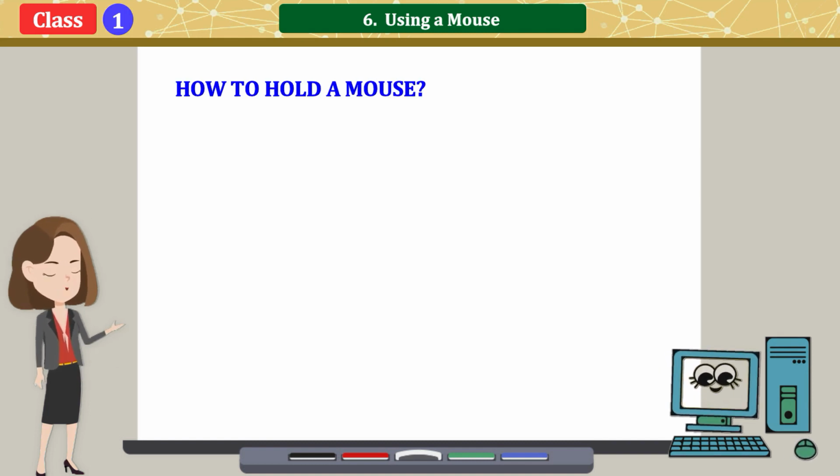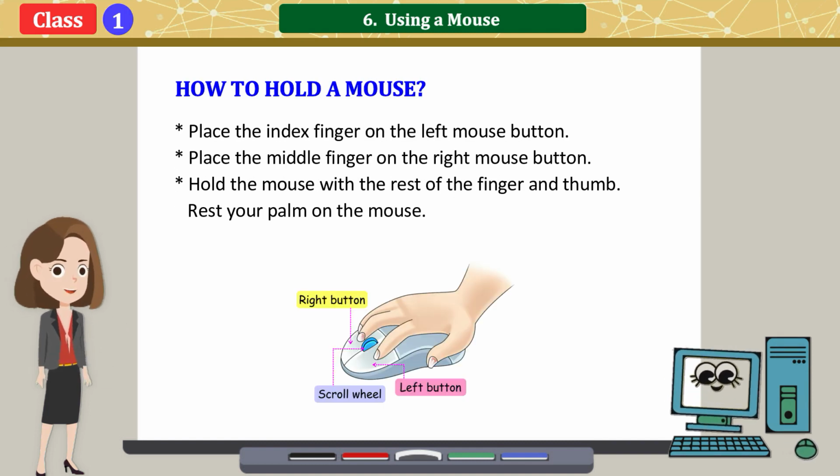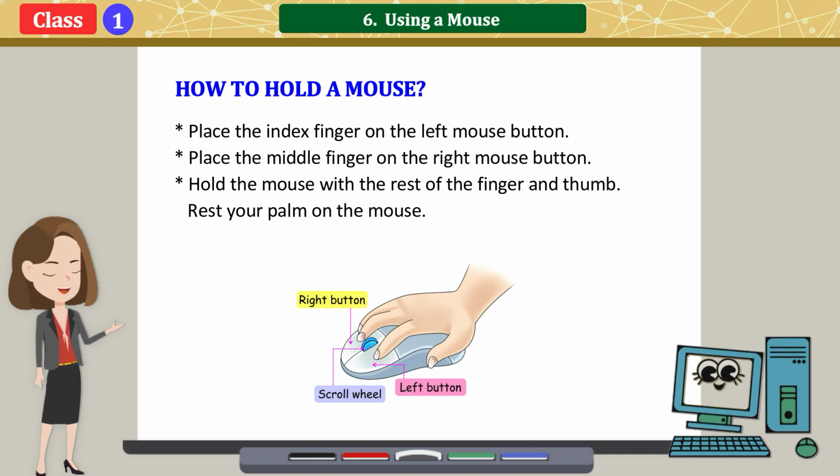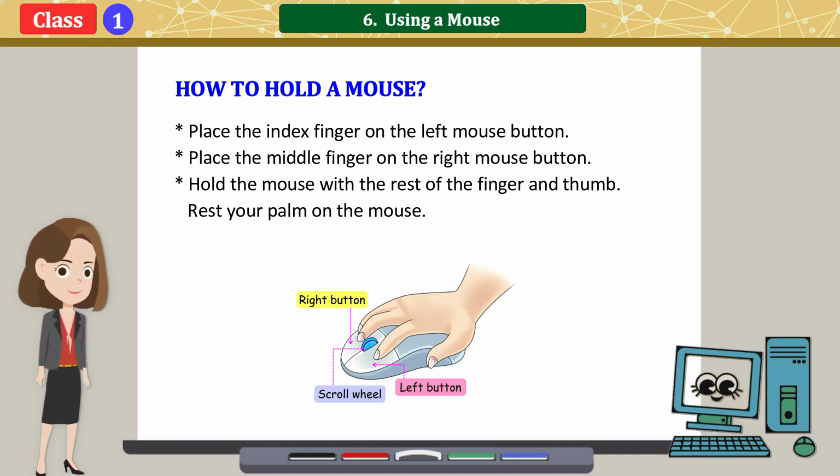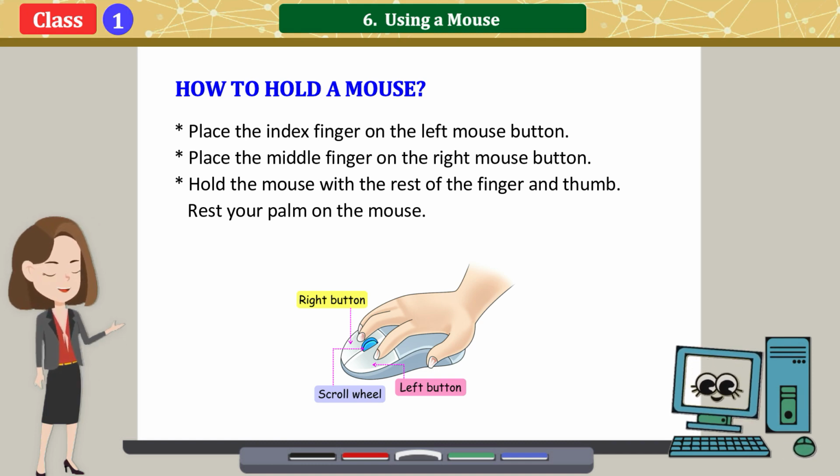How to hold a mouse? Place the index finger on the left mouse button. Place the middle finger on the right mouse button. Hold the mouse with the rest of the finger and thumb. Rest your palm on the mouse.